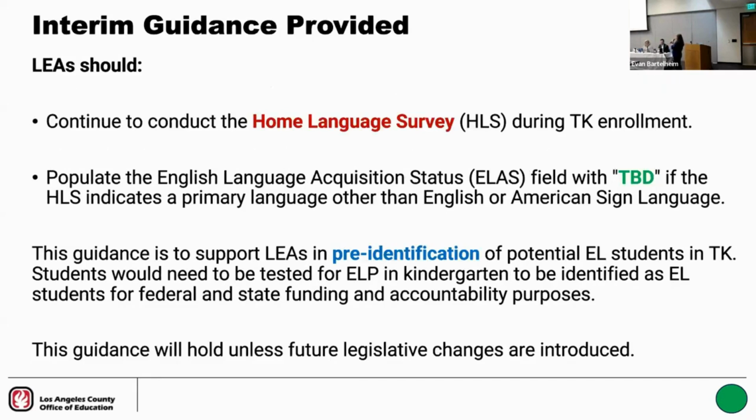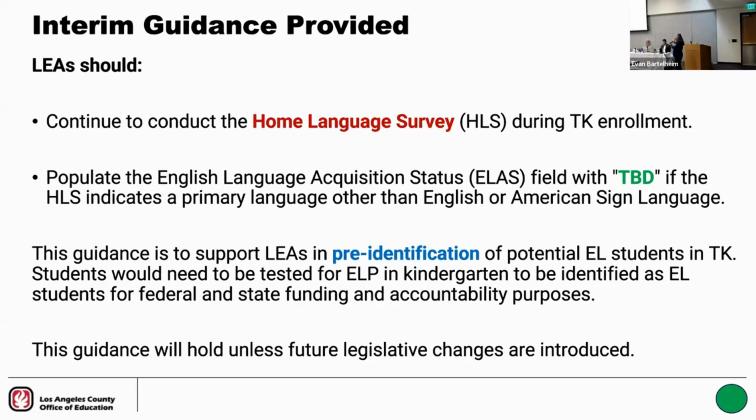The CDE has also provided some guidance that yes, we will continue to collect home language surveys from every child, including our TK students. However, when they are entered into our systems, they will be entered in as TBDs. These TBDs are not subject to that 30-day assessment guideline that the other grades are. And the guidance is that the LEAs will use this as a pre-identification of those TK students so that we are identifying who might need assessment when they walk into kindergarten. This guidance will hold unless future legislation changes.